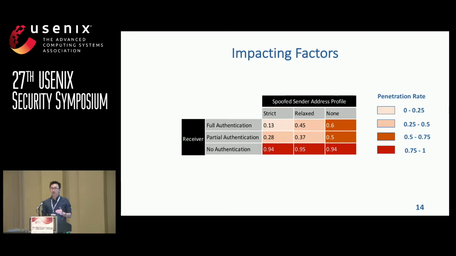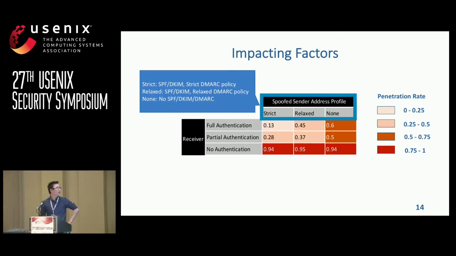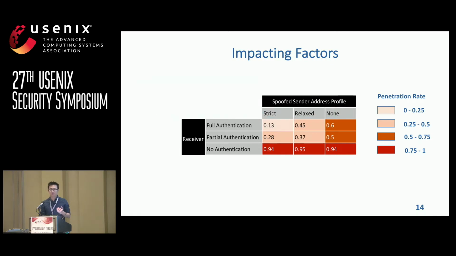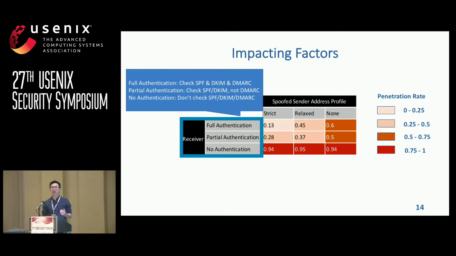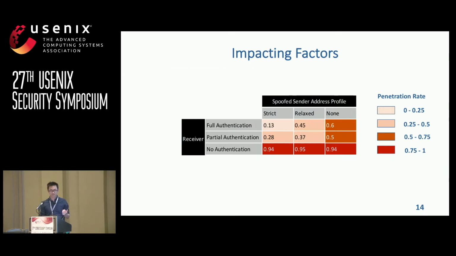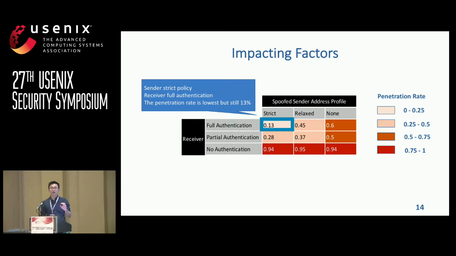So what are the most important influencing factors here? Let's first look at sender policy and receiver authentication. For sender policy, we have strict policy, relaxed, and non-group, which didn't publish SPF, DKIM, or DMARC. For receiver authentication, we have full authentication, partial authentication, and null authentication. Let's first look at this scenario. The sender published a strict policy. Receivers are doing full authentication checks. The penetration rate here is 13%. It's the lowest among all the groups, but still it's 13%.